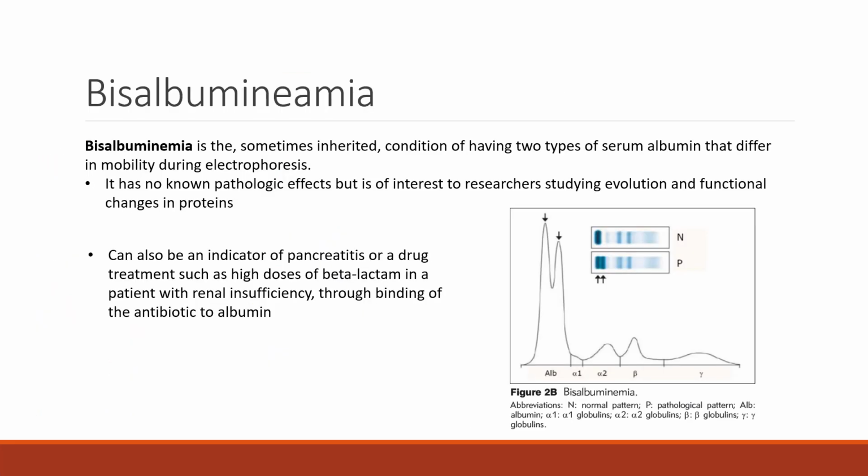Some special conditions I would like you to be familiar with when looking at different SPEPs. One of them, bisalbuminemia, is sometimes a condition that can be inherited, but is typically characterized by having two peaks in the albumin region. So you can see here in this particular graph, you see two large peaks in the albumin protein region, indicated here by the P.